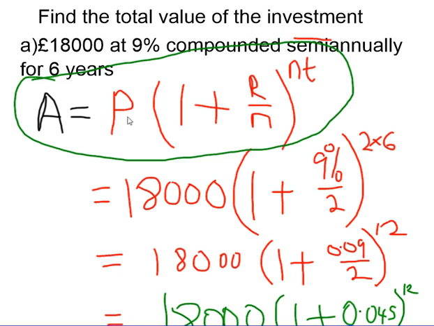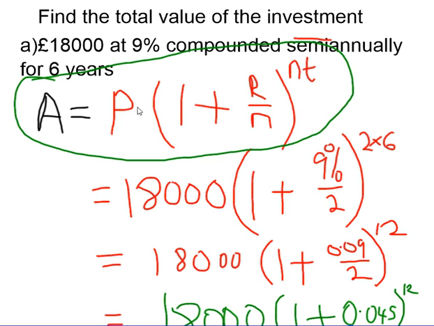Now, this formula stands for this: the P here stands for the principal investment, which is the 18,000. The R stands for the rate in percentage, and the T is the number of years. The N stands for how many times it was compounded in the year. In this case, semi-annually, the N will be 2. So the A is your total value of that investment at the end of the 6 years.